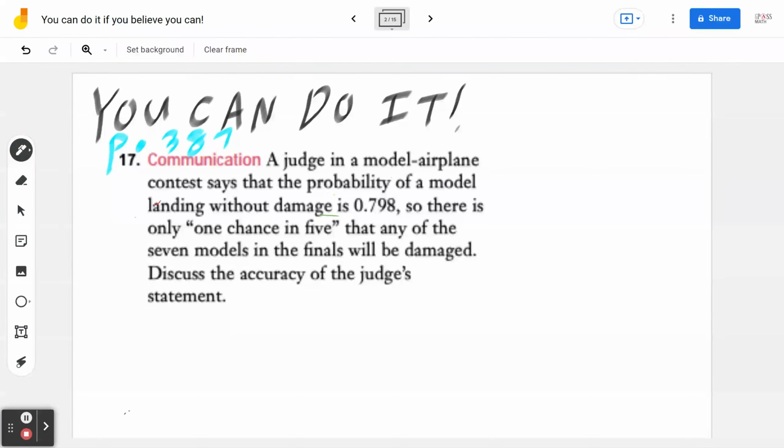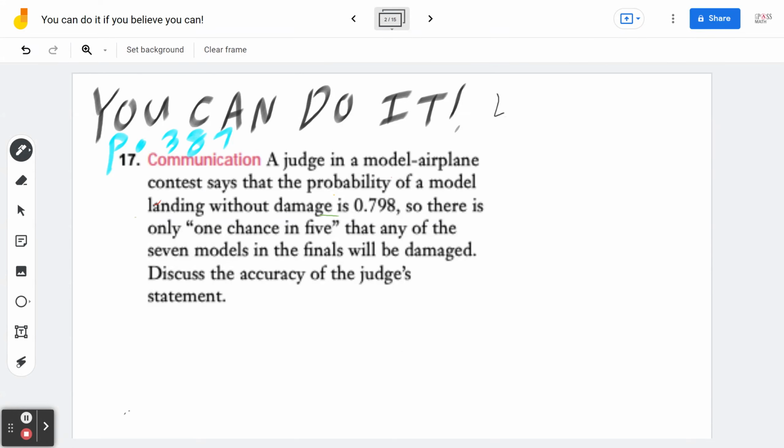Communication. A judge in a model airplane contest says the probability of a model landing without damage is 0.798. So there's only one chance in five that any of the seven models in the finals will be damaged. Discuss the accuracy of the judge's statement.